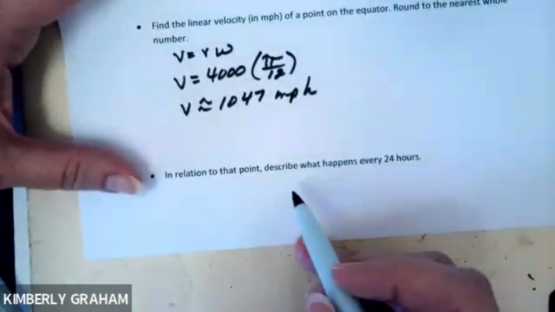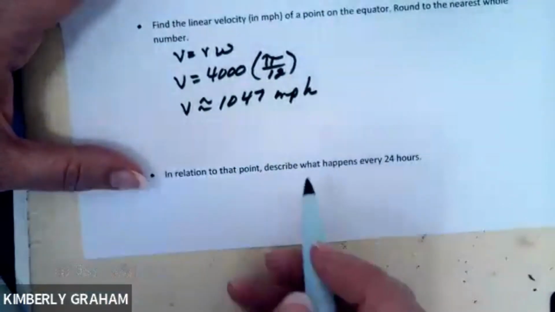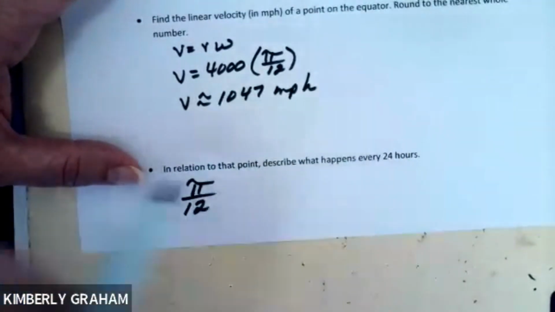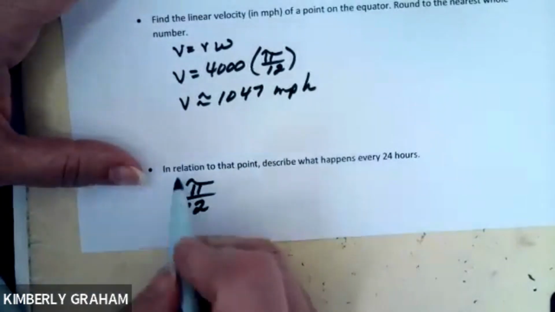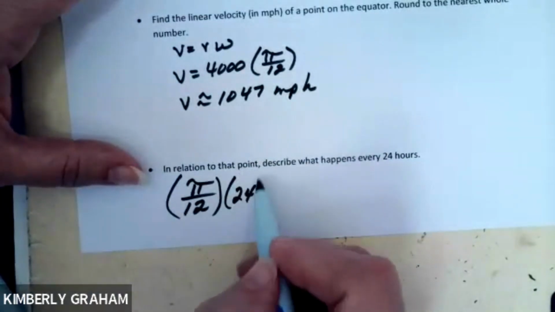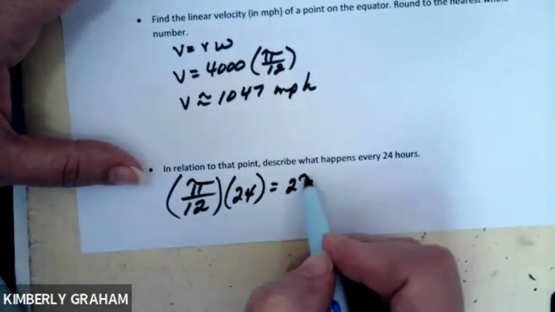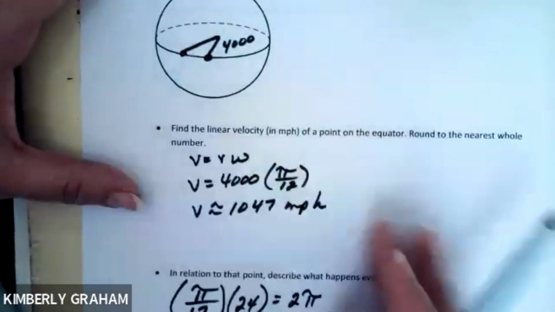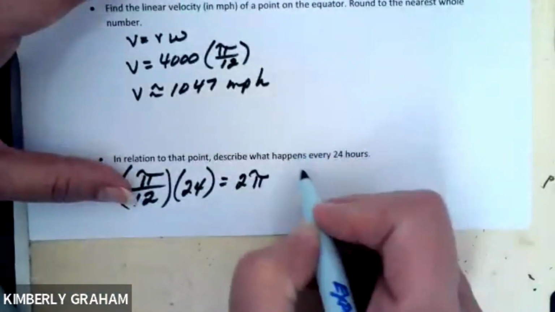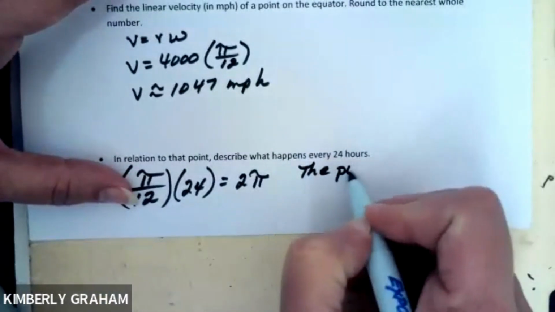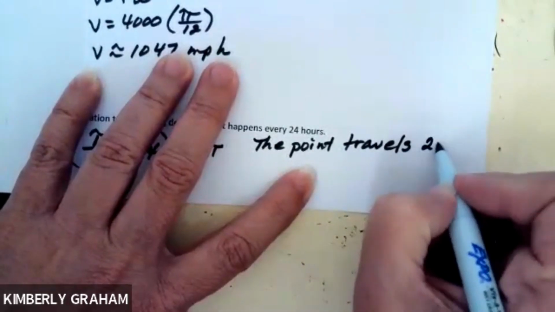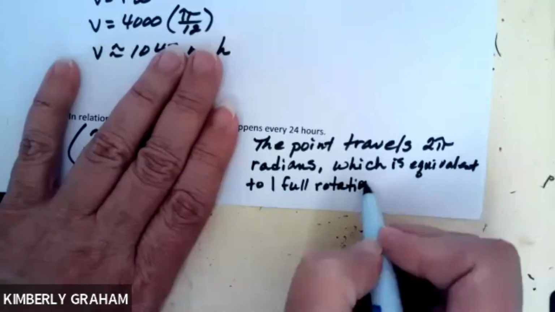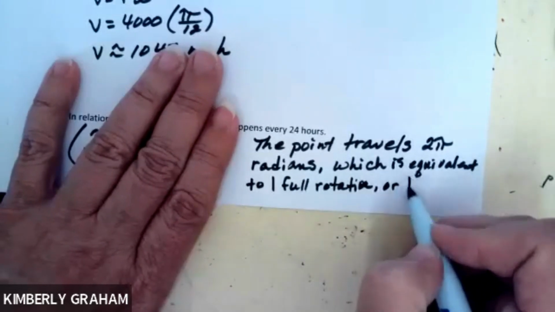And the second part of this problem is asking me, in relation to that particular point on the equator, what happens every 24 hours? Well, I'm moving at a rate of pi over 12 radians per hour as far as the angular measures go. So in 24 hours, I will go to 2 pi. So that distance that this point travels is all the way around that circle. So the point travels 2 pi radians, which is equivalent to 1 full rotation, or 1 day.